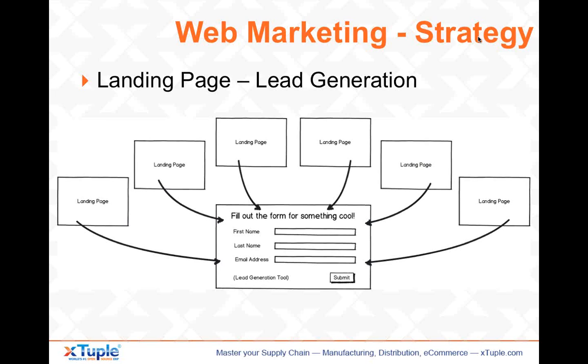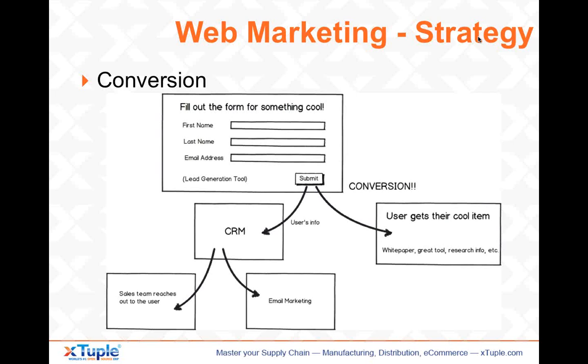So once you've gathered that information, what you want to do is make sure that the user gets the item that you're promising, like the white paper or the video or the research information. But at the same time, you want to take the user's information and push it into your CRM. Once the information is in the CRM, in the future you can continue to reach out to that person through email marketing or through other campaigns.